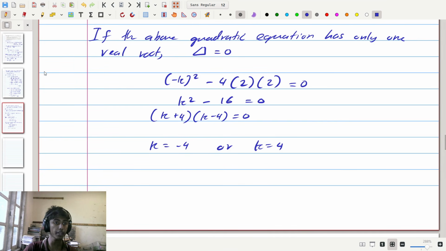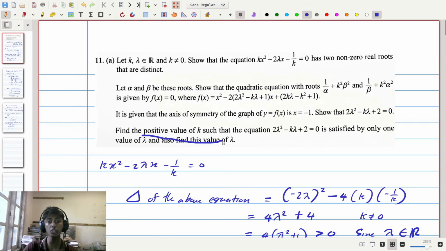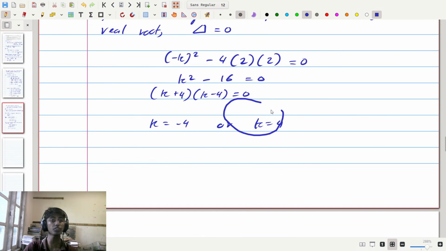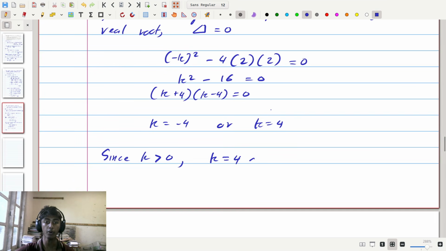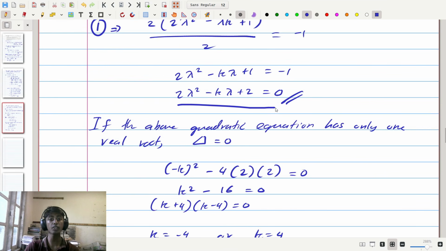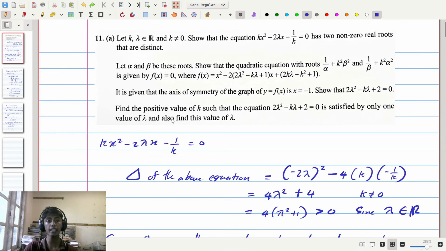Now recall they said find the positive value of k, and according to that what we need to do is to take the value of k which is equal to 4, and therefore we can say since k greater than 0, k equals 4. And with that, we have found the value of k for which delta is equal to 0, and therefore this equation has only one root.